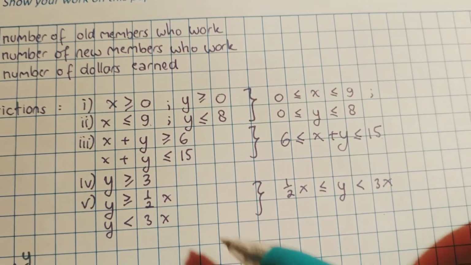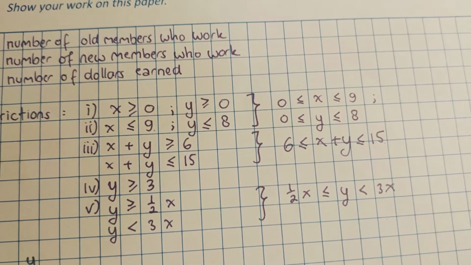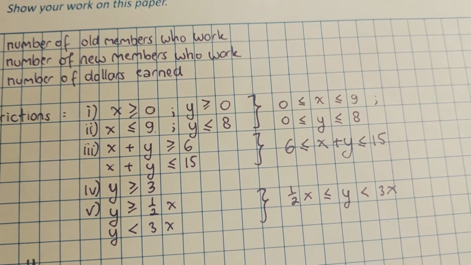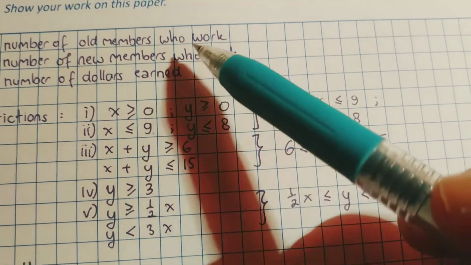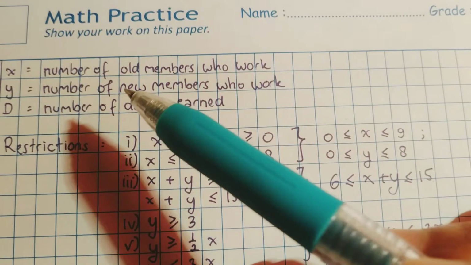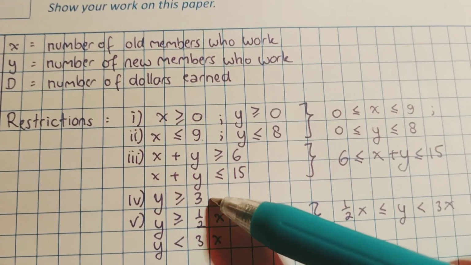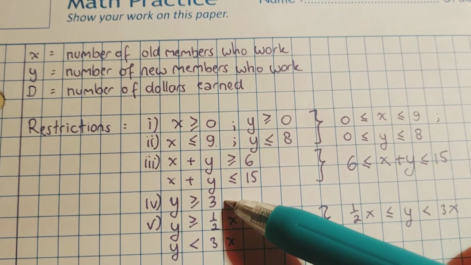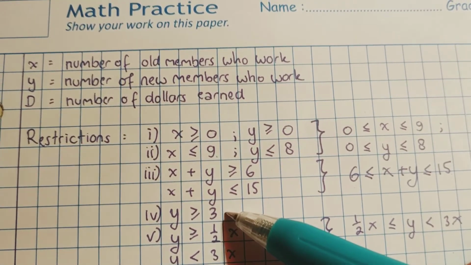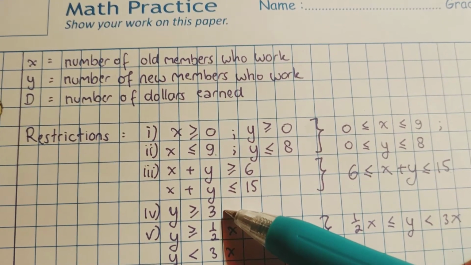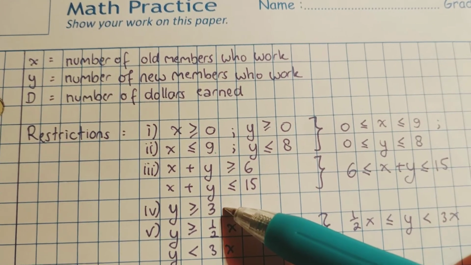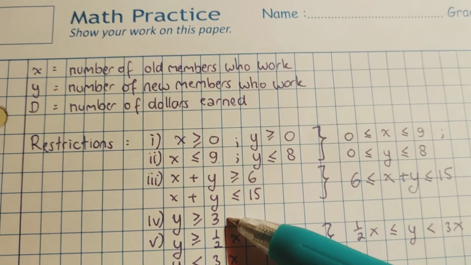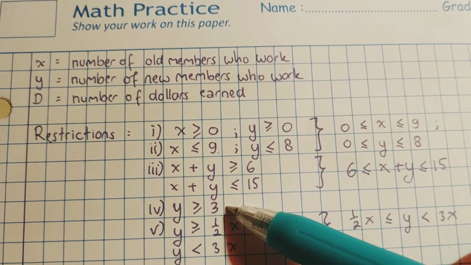So let's continue with the fourth restriction. There must be at least 3 new members. So the new members, which is Y, at least 3. So 3 is the minimum value. You cannot take less than 3. So it cannot be 2, 1, or 0. But 3 can be accepted, 4, and so on.